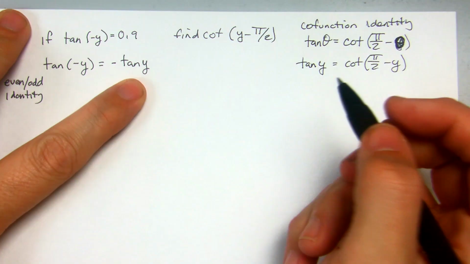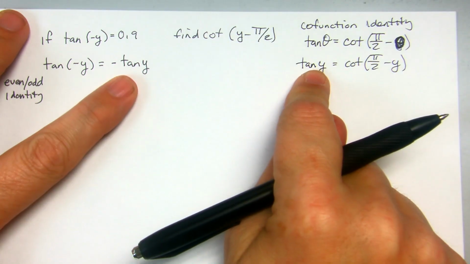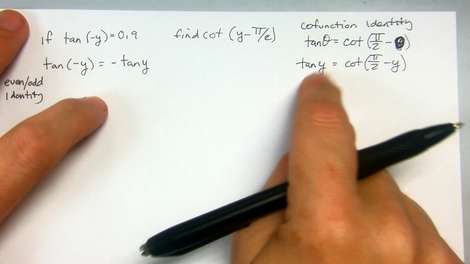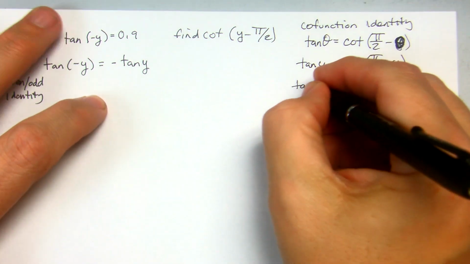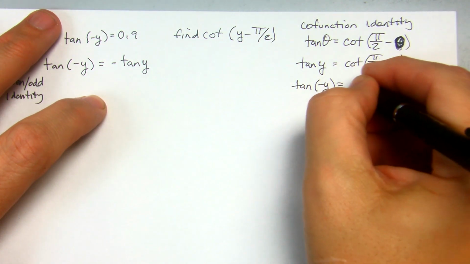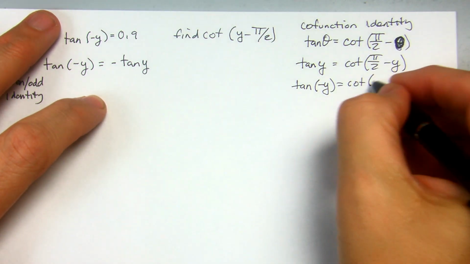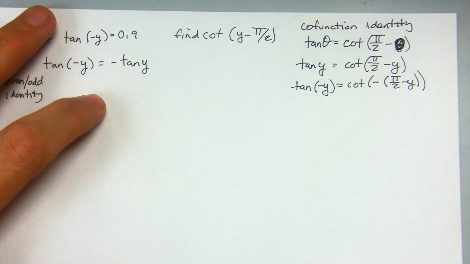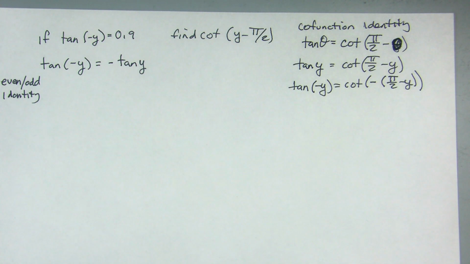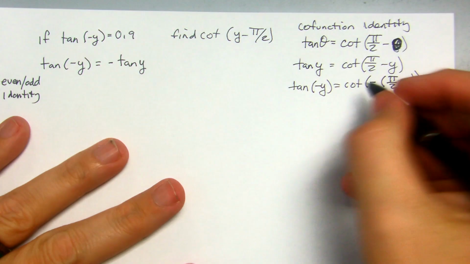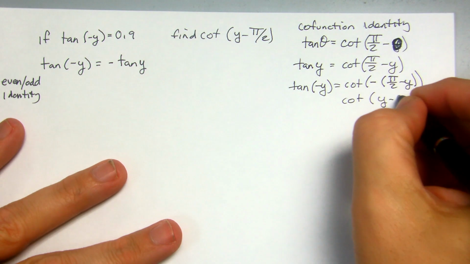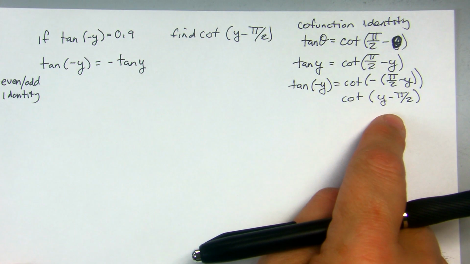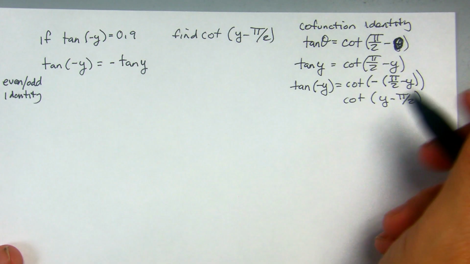So if we look at this right here, the tangent of the opposite of y is going to be equal to the cotangent of the opposite of pi over 2 minus y. And this will get us to the cotangent of y minus pi over 2. So if I know the tangent of negative y, I'm going to know the cotangent with this. So that's really all we need to know.